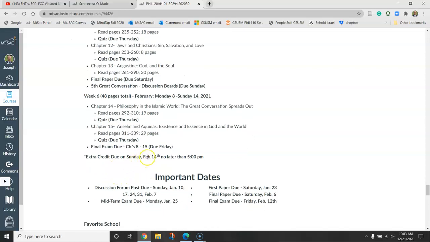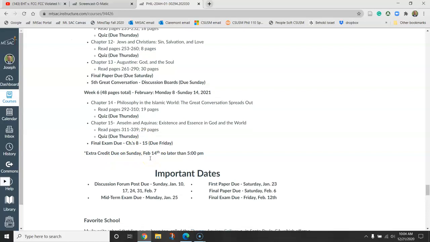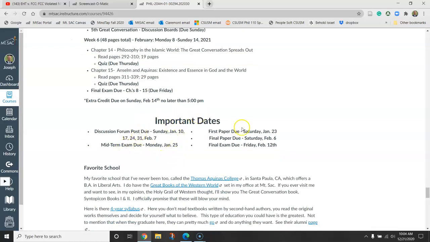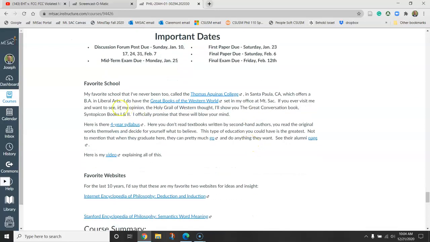Extra credit is due Sunday, February 14th, no later than 5. When your final exam is done and all graded, all of you will know your final grade in the class right then and there by Friday. That gives you 2 full days to figure out whether you want to turn in extra credit or not. You have until February 14th. That's the deadline. Again, here are some important dates, all the due dates right there. You can look at this if you want.